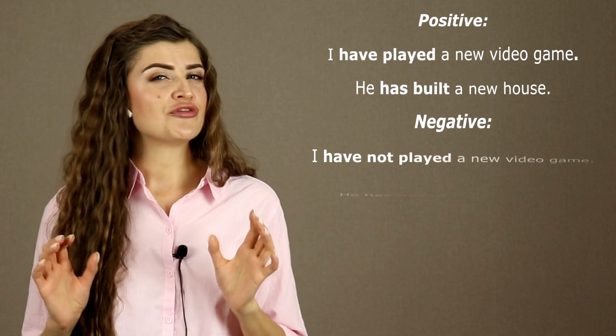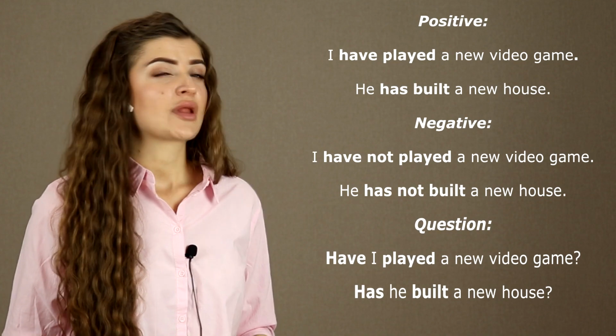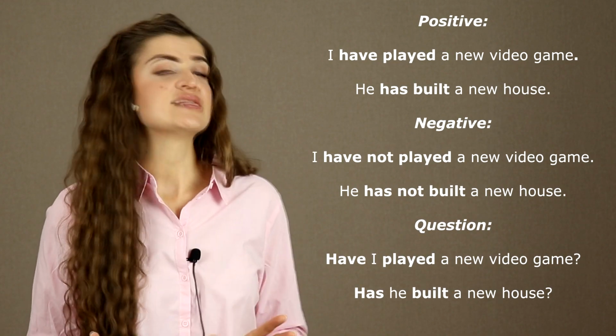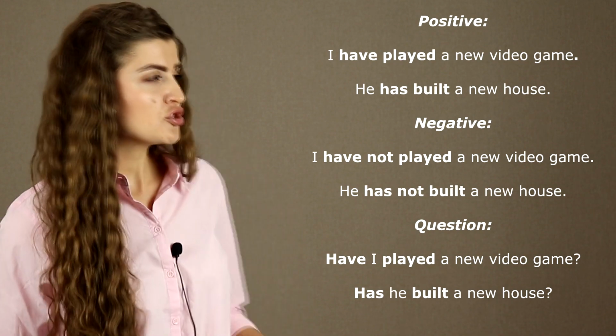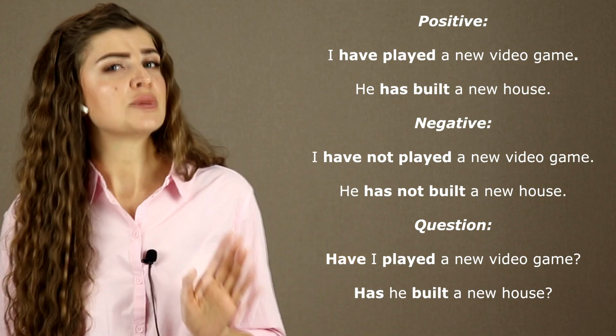I have played a new video game. He has built a new house. The negative: I have not played a new video game. He has not built a new house. And the question form: Have I played a new video game? Has he built a new house? Now we're gonna focus on the situations when we use the present perfect tense.